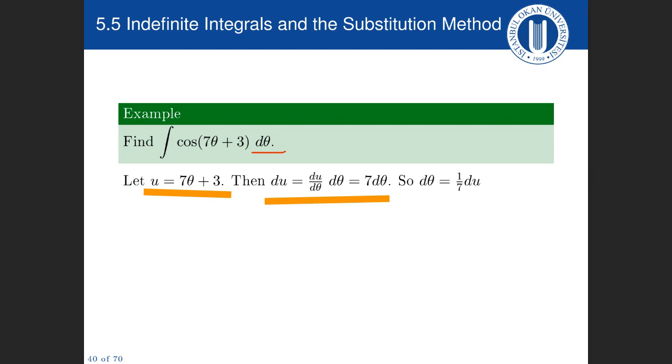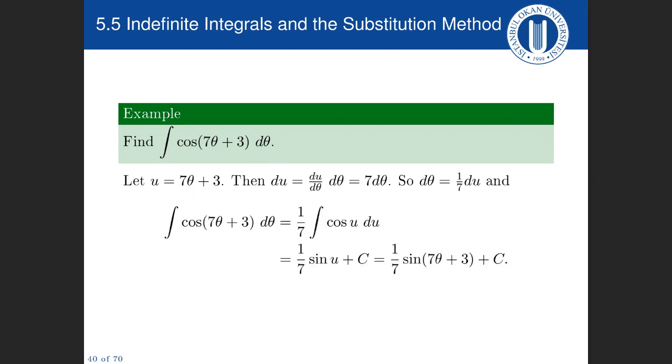So I'm going to divide by 7, and I'm going to use the substitution dθ = 1/7 du. And then I have everything that I need to use. The integral that we want to calculate is equal to 1/7 times the integral of cos u du. And the rest of this I leave for you to read.